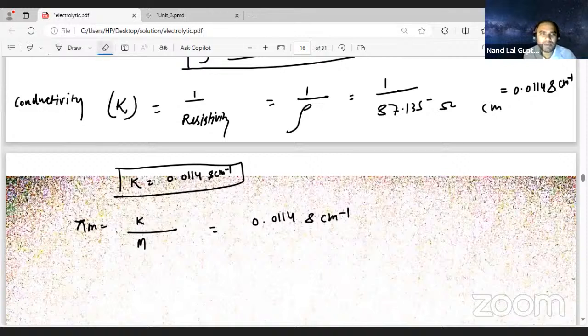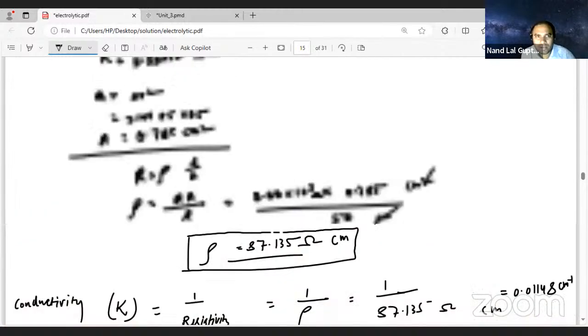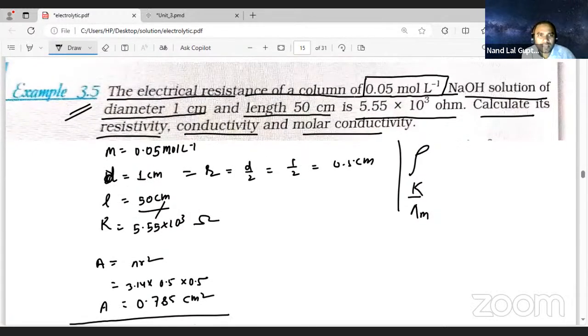So I am not converting this one actually. Why are we not multiplying by 1000? Because it is not in liter. If it is in ml, then you convert to liter and it will be 1000. Otherwise, here it is centimeter. So let us find out what concentration they have given. You check the concentration, 0.05 mole per liter.